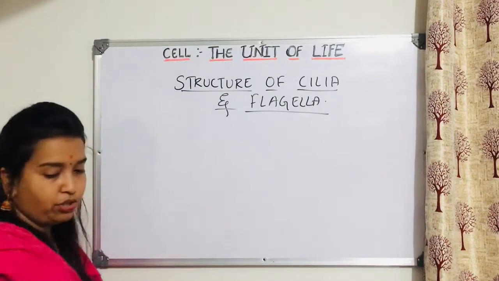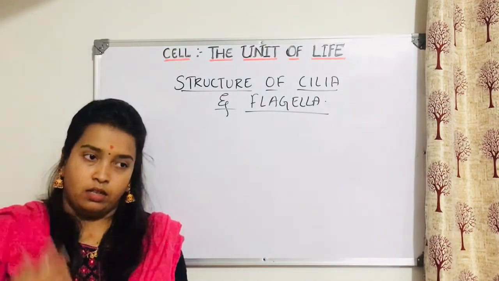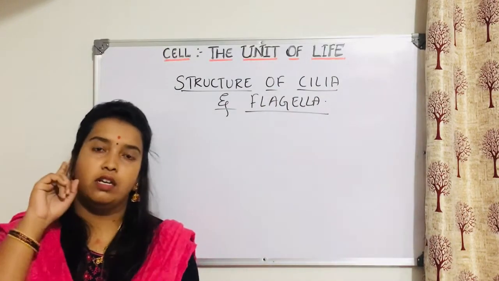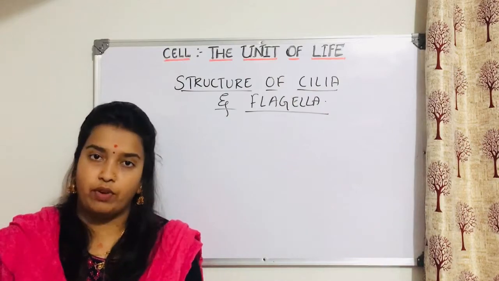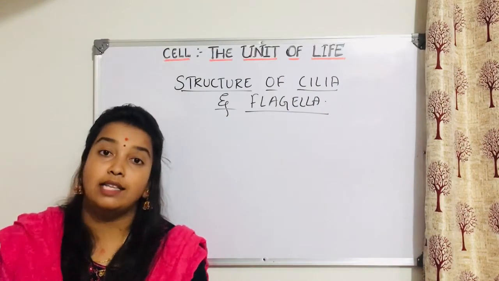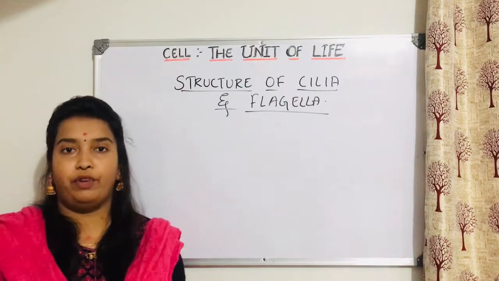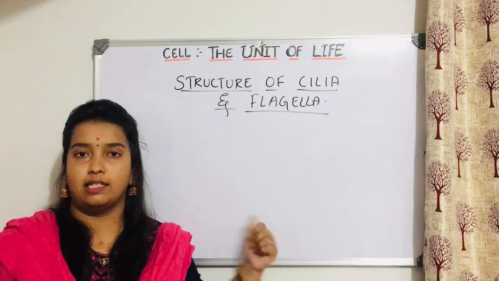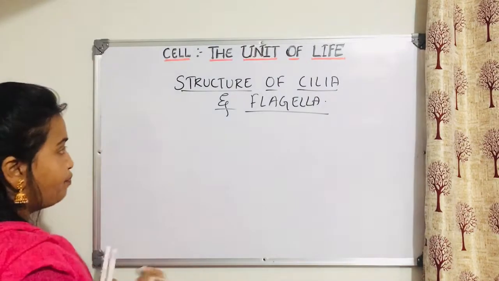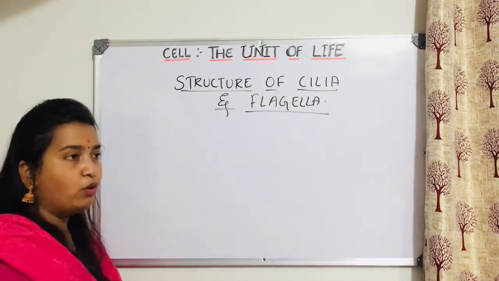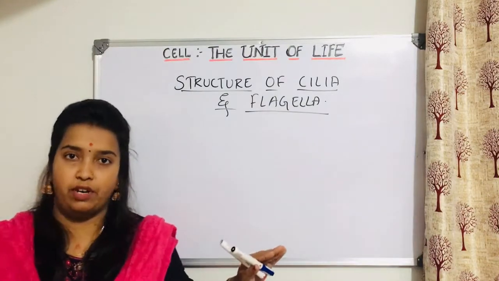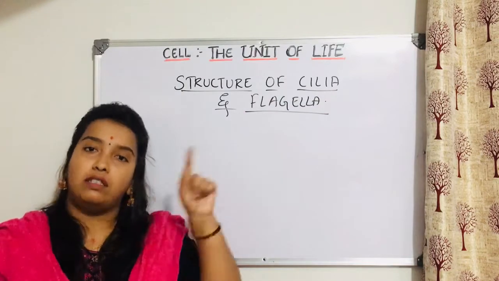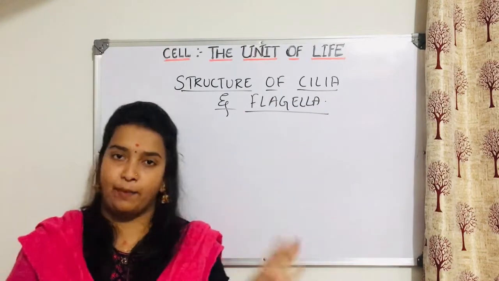Now if you see the structure of cilia and flagella, there is nothing much confusion here. We need to understand it clearly. If you have cleared the previous topic we have done, cytoskeleton, and if you remember microtubules, then you will easily understand this. Cilia and flagella, I told you, differ in their number and size. But the entire internal structure is similar.